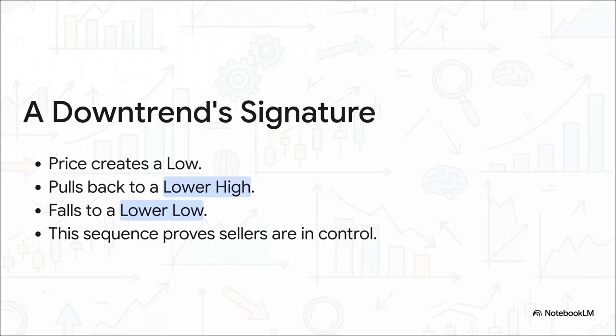And you guessed it, a downtrend is just the mirror image. Price takes a dive and creates a low. It tries to rally back, but it just doesn't have the steam. It fails to beat the last high, creating a lower high. And from there, it tumbles again to a new lower low. As long as that keeps happening, there's no question about it: the sellers are the ones calling the shots.